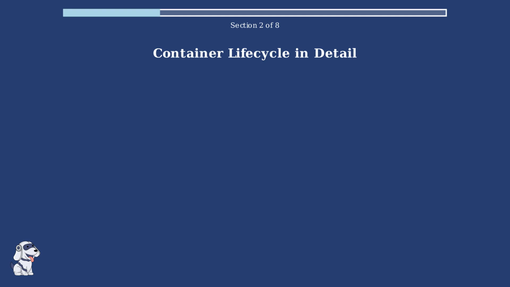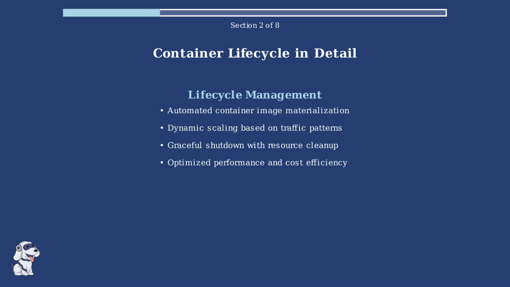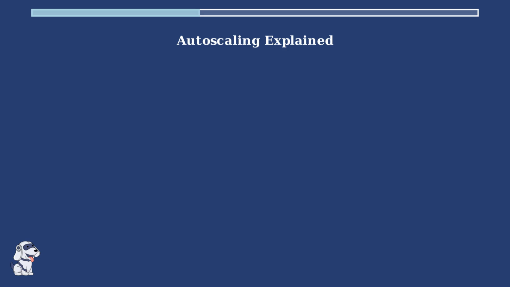CloudRun's comprehensive lifecycle management ensures that your containerized applications run efficiently and reliably throughout their entire operational lifespan. This automated lifecycle management is fundamental to CloudRun's serverless architecture, providing developers with a robust platform that handles infrastructure concerns transparently. CloudRun implements intelligent autoscaling that automatically adjusts your application's capacity based on incoming traffic demands.